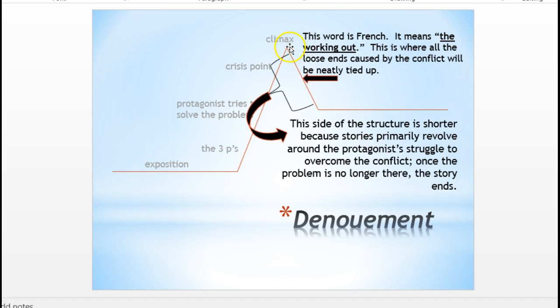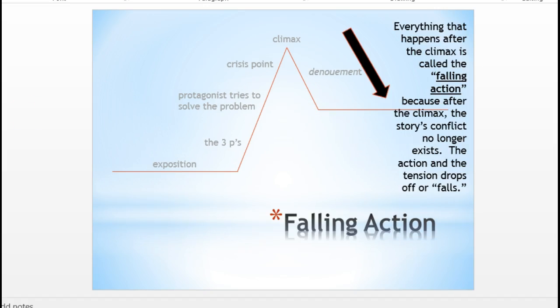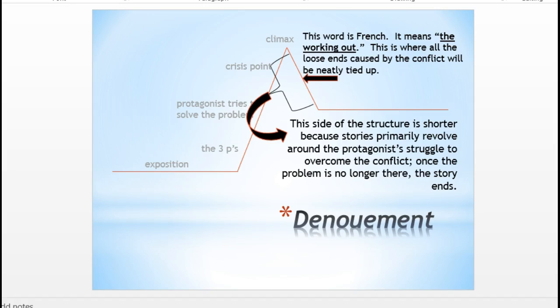I always draw this side of the plot structure shorter, because in a film, even in a book, that portion is shorter. In some stories, it's a single sentence. In some stories, it's the last paragraph. In a film, this may be a single shot in the film itself, one screen that points to an ending or things being tied up. Compared to the struggle that happened here, this is always a much shorter portion of the story. So I do not draw them equally because I like to indicate that it's shorter.